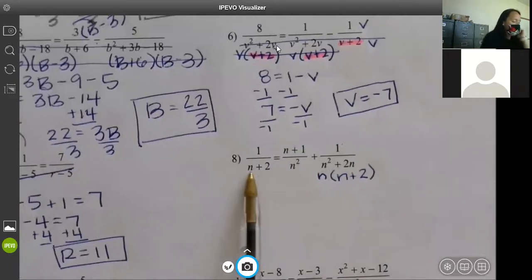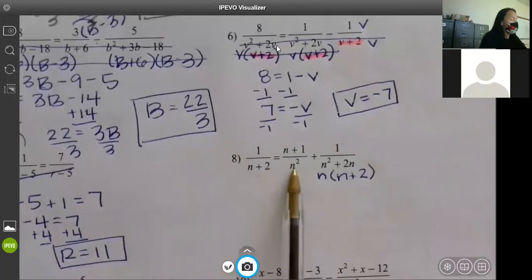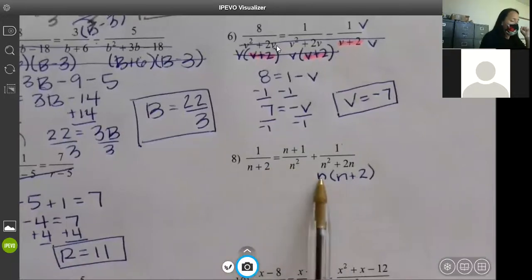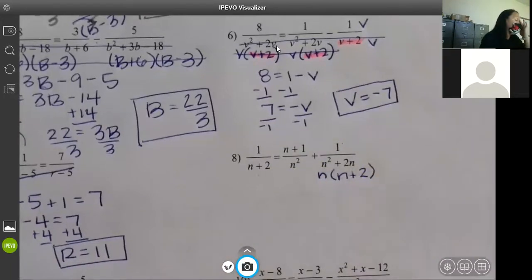This one has the n plus 2. This one has 2 n's. This one has 1 n and the n plus 2. So what do you think your common denominator is? Remember what I told you about single variables. You have to use which one?